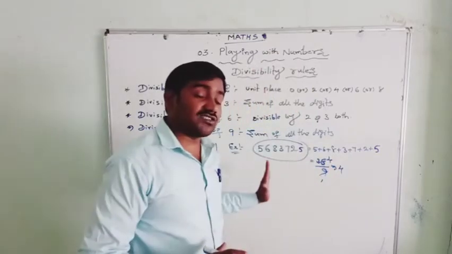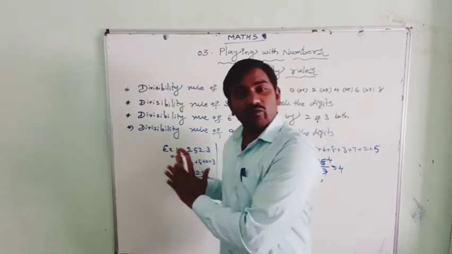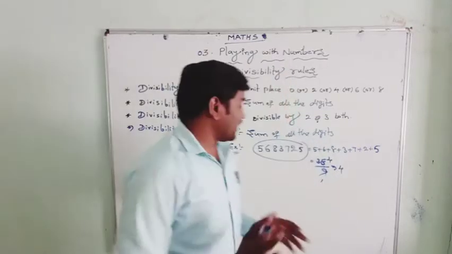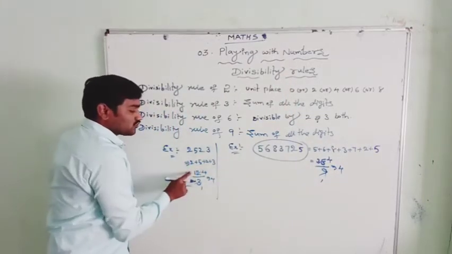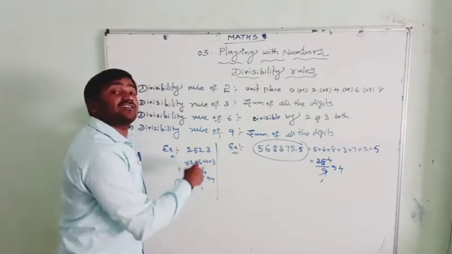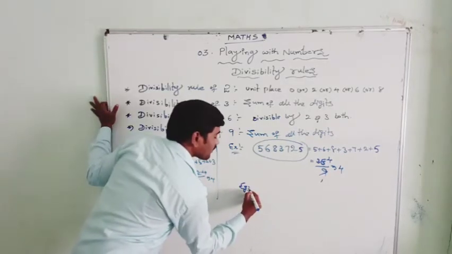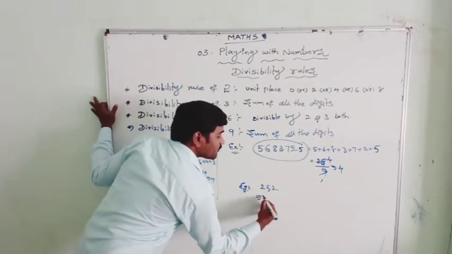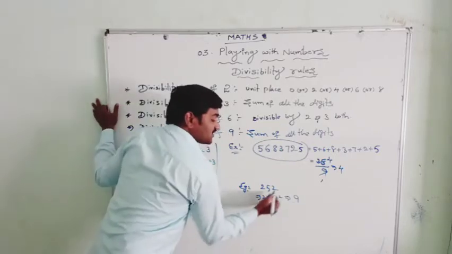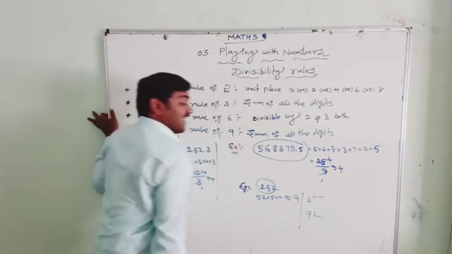But if a number is divisible by 9, we need not check, definitely it is divisible by 3. But if a number is divisible by 3, we need to check whether it is divisible by 9 or not. For example, the sum of all the digits is 12. 12 is divisible by 3 but not divisible by 9. Now let me write one more example, 252. 2 plus 5 plus 2 is 9. This sum 9 is divisible by 3 and also by 9, so 252 is divisible by both.